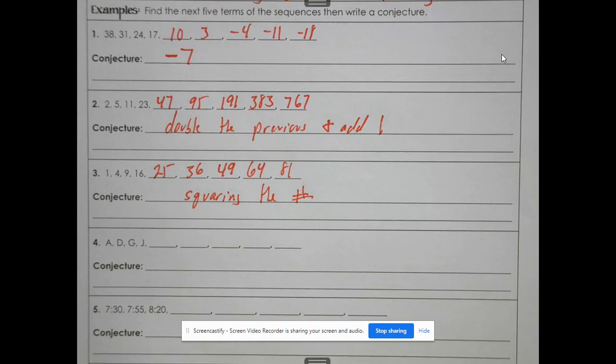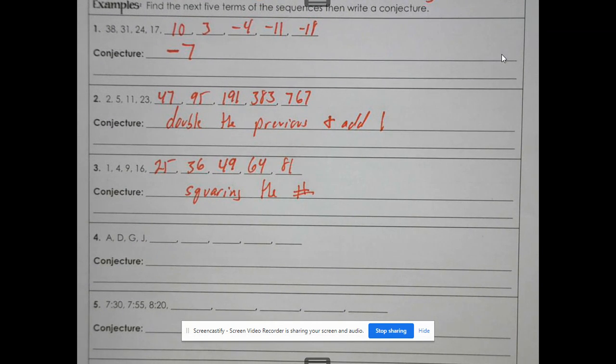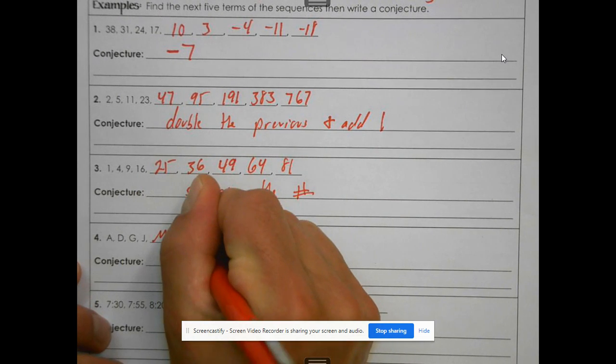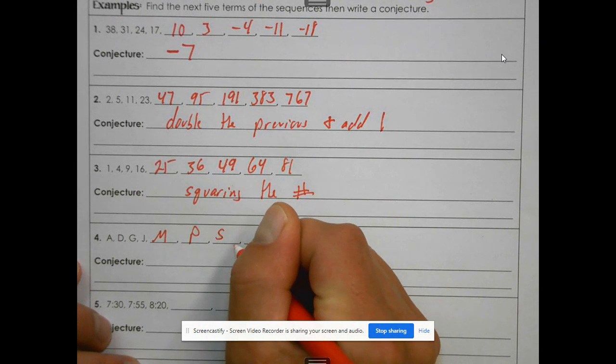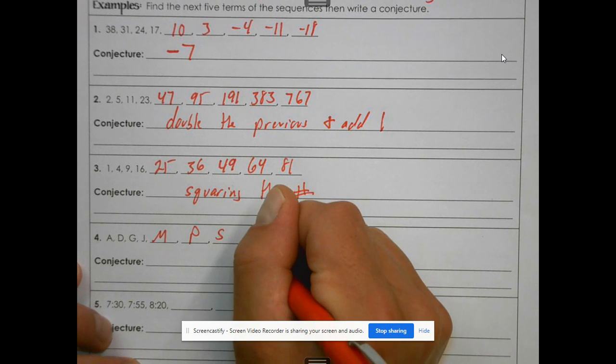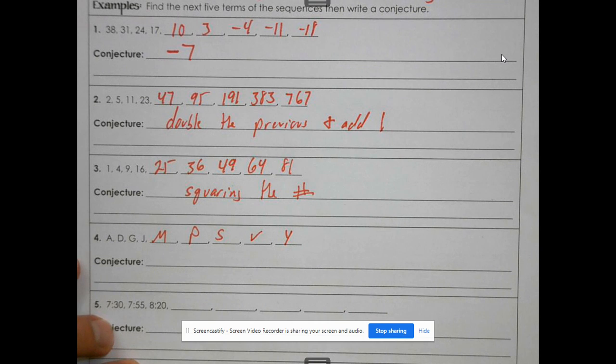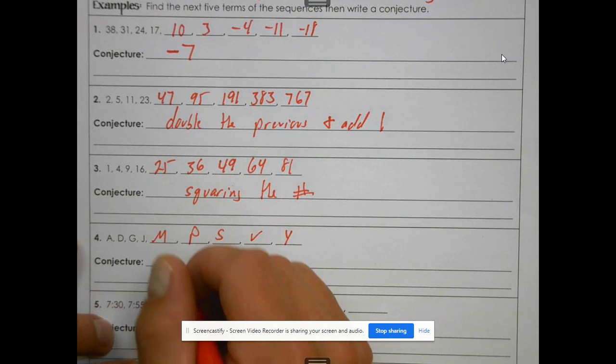Number 4, they don't want to deal with numbers. You can have letters in here as well too, or times or months or whatever. A, D, G, J. For this guy, they're taking the previous letter and adding 3 letters. So the third letter after J is M, then it goes P, then S, then V, then Y. So previous letter and 3 letters.